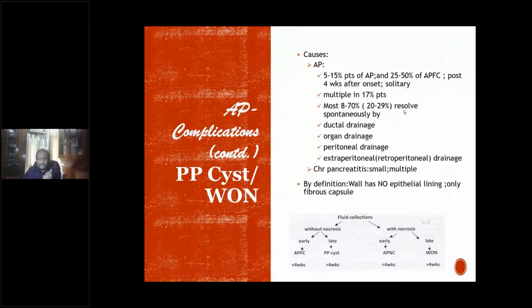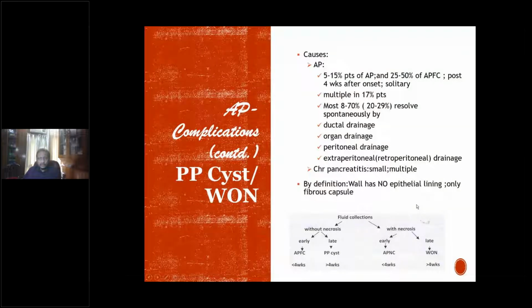And how does it do so? It has a ductal drainage, an organ drainage or a peritoneal drainage. That means it has burst into the pancreatic duct and through the duct goes into the ampulla, or it has burst into an organ, like for example the stomach, or it has undergone peritoneal dissemination. It has burst into the peritoneal cavity, or it could be because of extraperitoneal drainage, right?